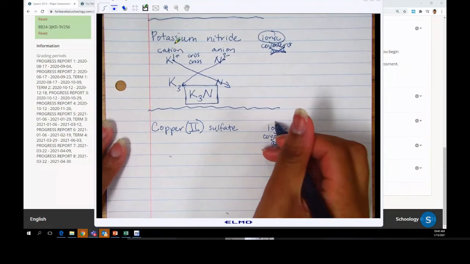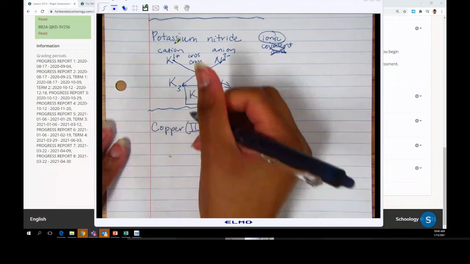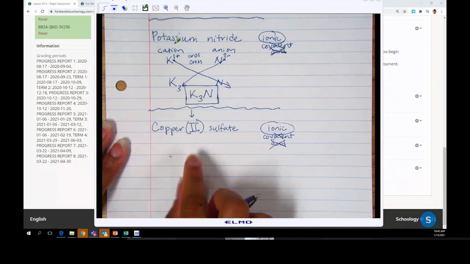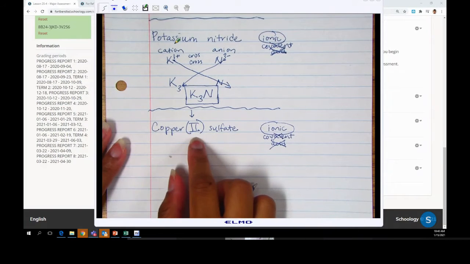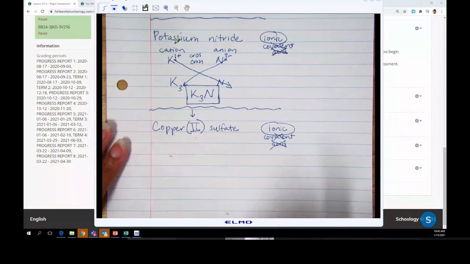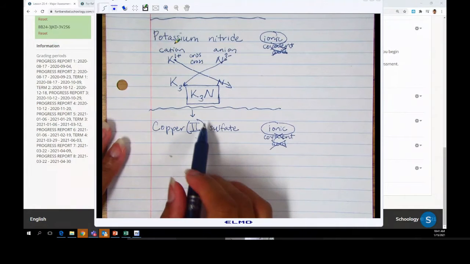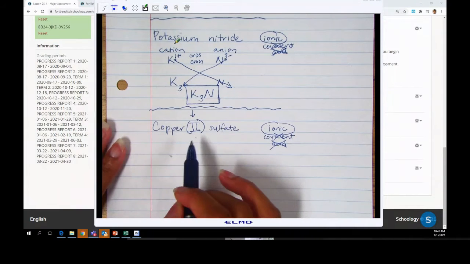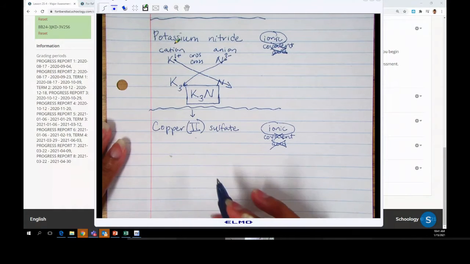I know that this is going to be ionic, and there's one big thing giving this away as ionic, and that's this right here, these Roman numerals. We're not going to see Roman numerals in covalent compounds because to indicate number in covalent compounds, we use Greek prefixes. For ionic compounds, when there's more than one ion for a particular element, we indicate it with Roman numerals.